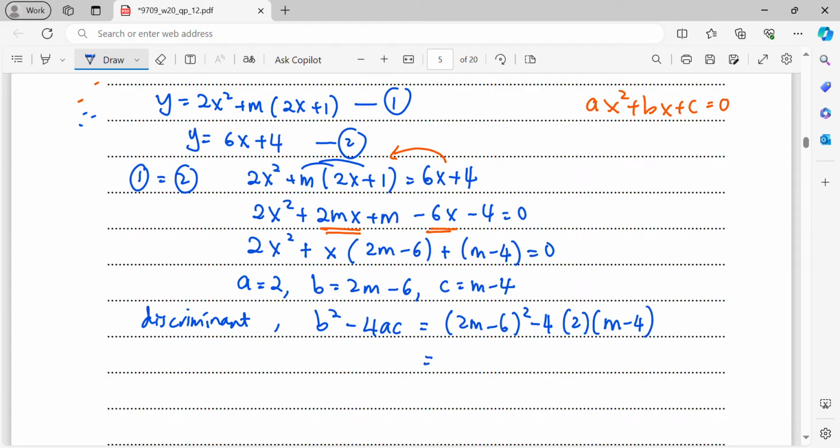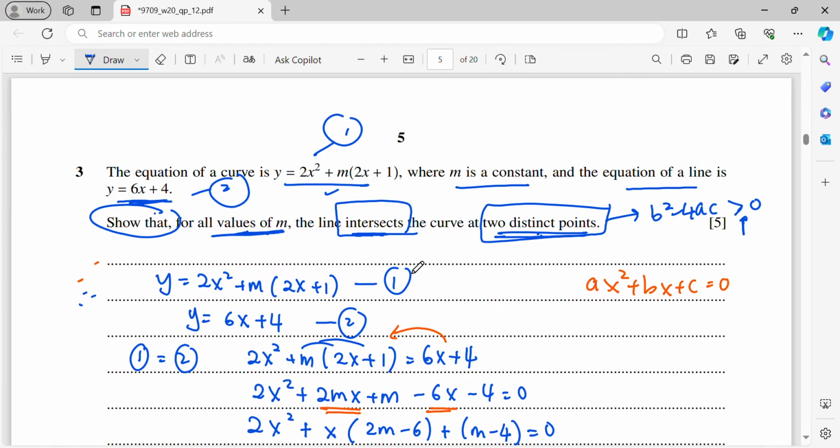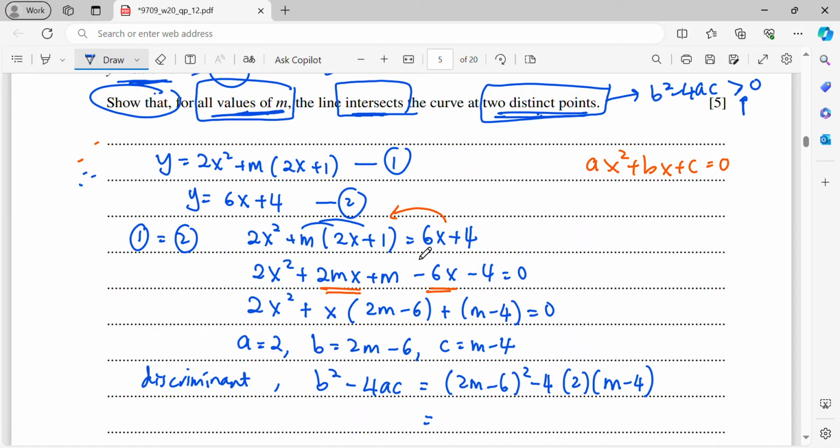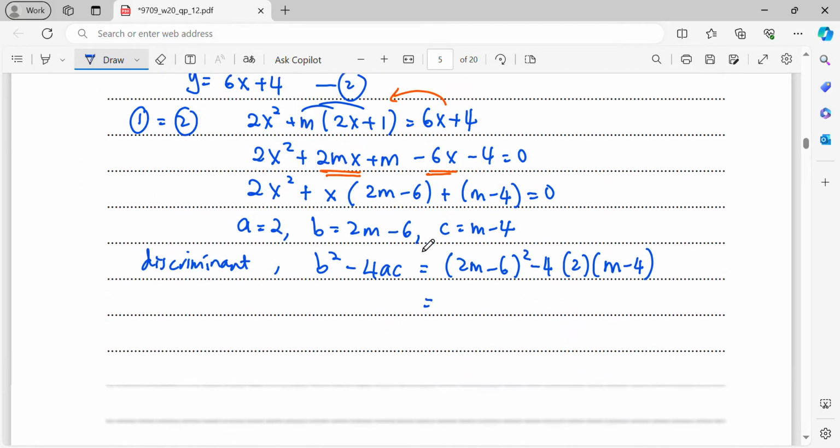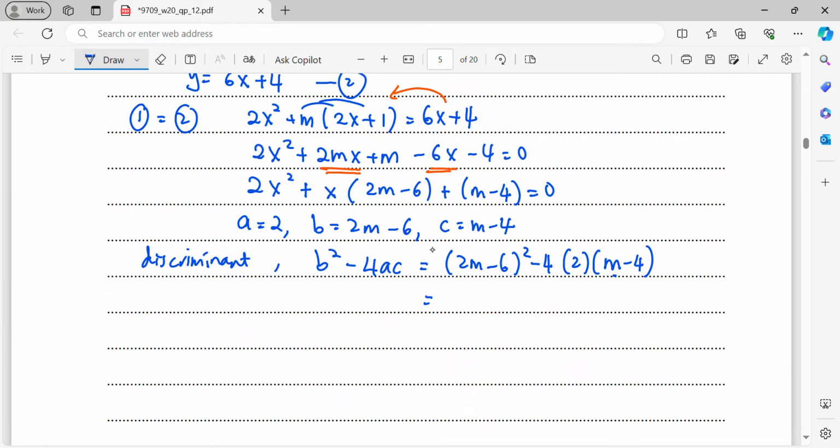Okay, so from here, look at the question. For any m, that means your m can be positive or negative. Which means here, I will do expansion first because I have square of m, then this one I'm not sure whether it's positive or negative for the m minus 4. So I will do expansion. You do expansion using this formula: a plus minus b squared equals a squared plus minus 2ab plus b squared.